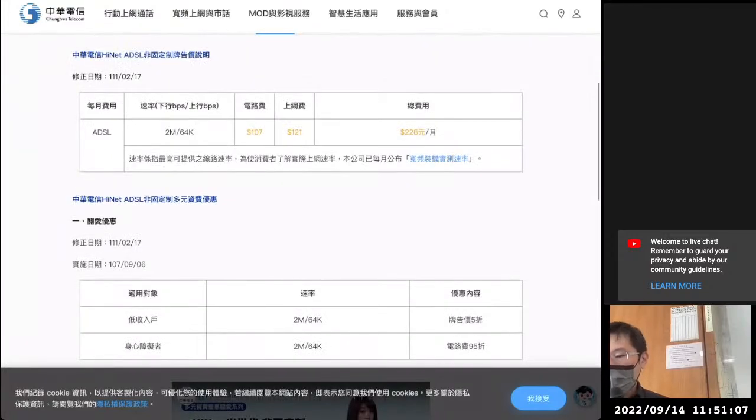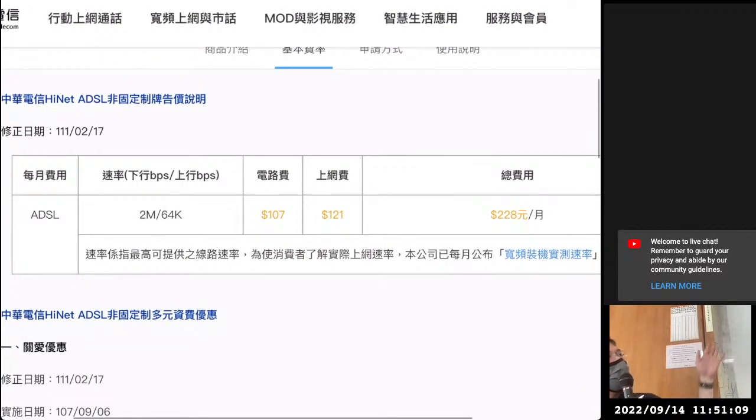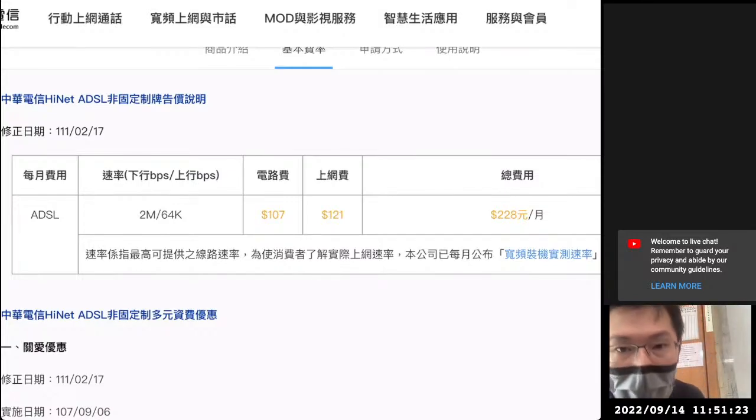Okay, and you can see that ADSL service, the download rate is 2 megabits and the upload rate is 64 kbit per second, and it costs 228 New Taiwan dollars per month. And if you take a look at this table, you think, well, I do subscribe to ADSL service from HiNet, but my download rate and upload rate seem very different from this speed.